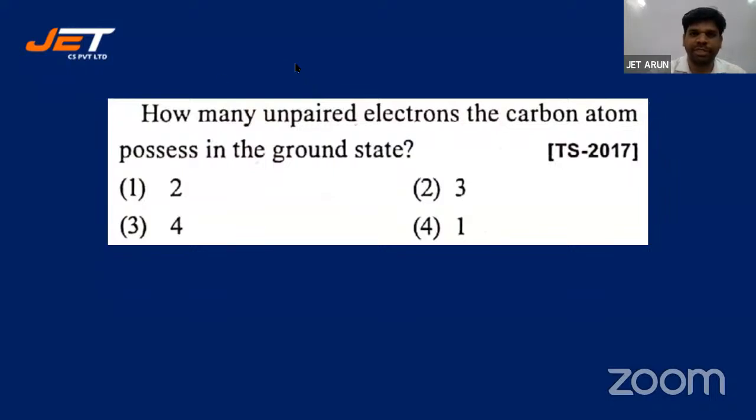How many unpaired electrons does the carbon atom possess in the ground state? How many unpaired electrons? Okay, please mention the option number, students. I'll get confused otherwise. Mention the option number.